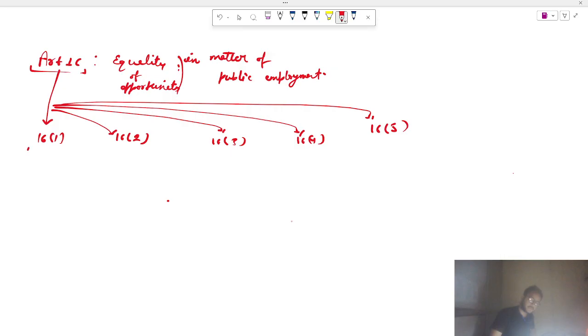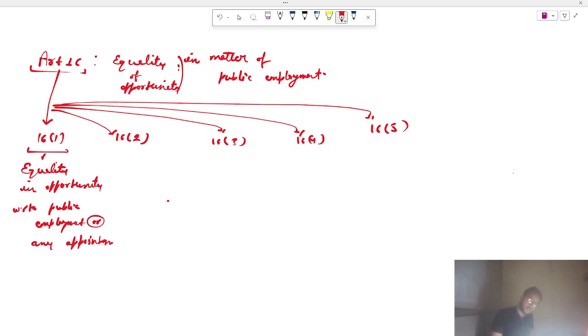So basically it says equality, the state will not discriminate, or we can say equality of opportunity with respect to public employment or any appointment by the government. If we talk about an example, it is reservation in government jobs.